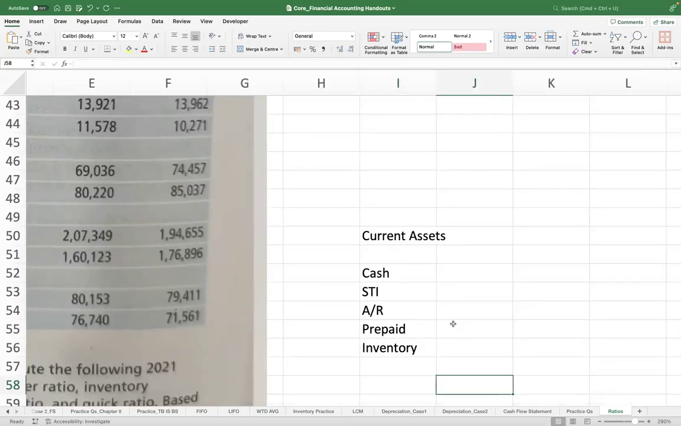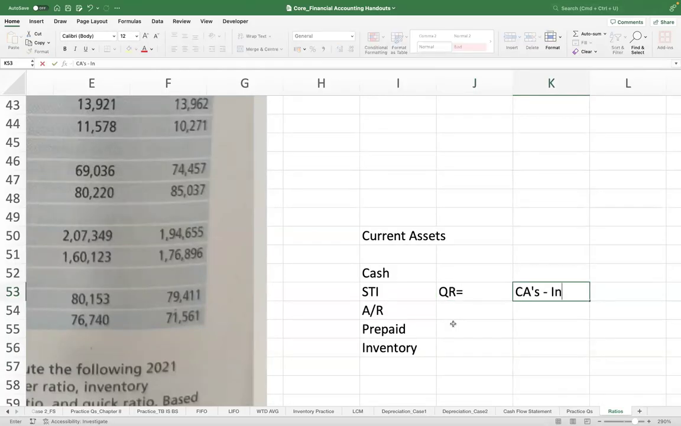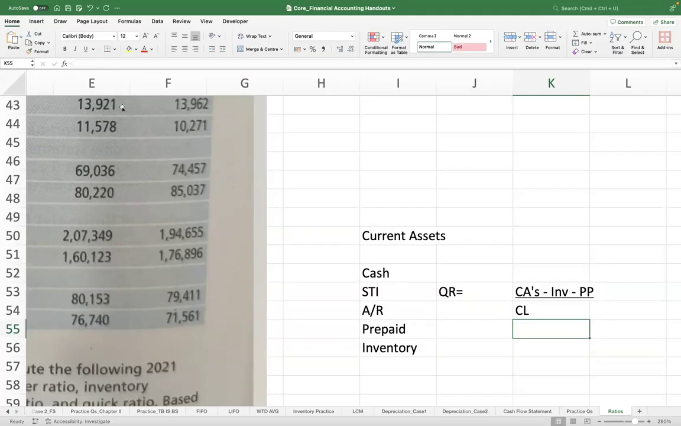For the quick ratio, either you can do total current assets minus inventory minus prepaid, divided by current liability. This is one way of looking at it. The other way, which your books tell you, is cash plus short-term investments plus AR, divided by current liability. It is the same thing. Whichever way you look at it, the answer is going to be the same because they all add up to current assets. Maybe one is a bottoms up approach and the other is a top down approach. Both are the same.